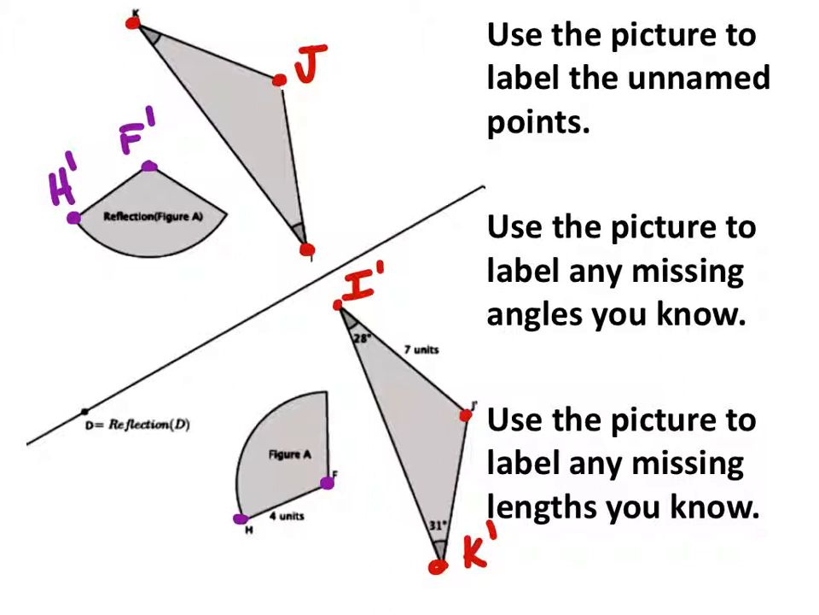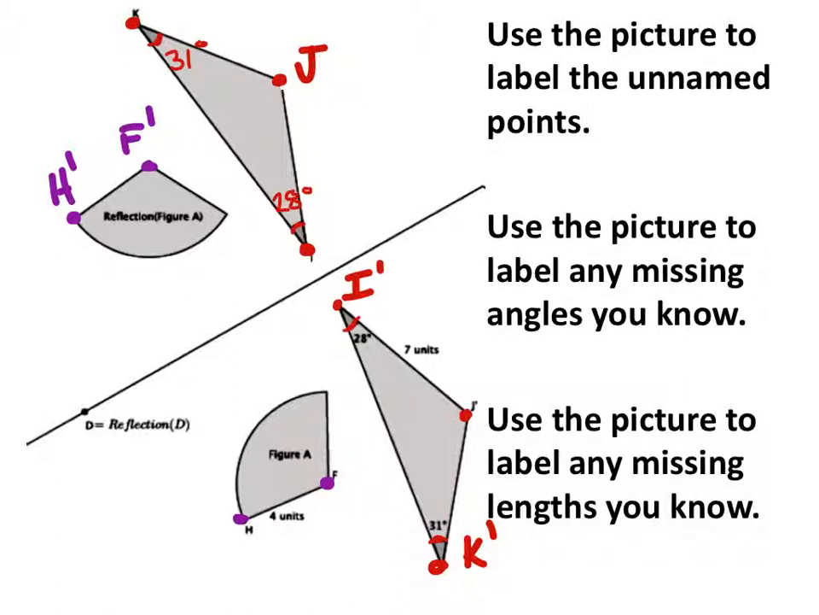Now that's just the points. We should also label any missing angles. So let's go through this. This angle is not labeled right here. And it corresponds with this angle, which means it's 28 degrees. Same with this angle down here. It's reflected up here at the top. So this one also must be 31 degrees. Those are all the angles we can label.